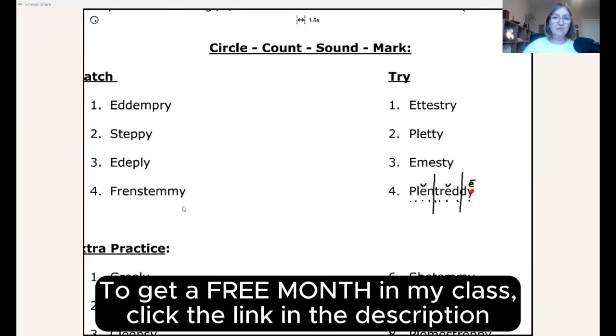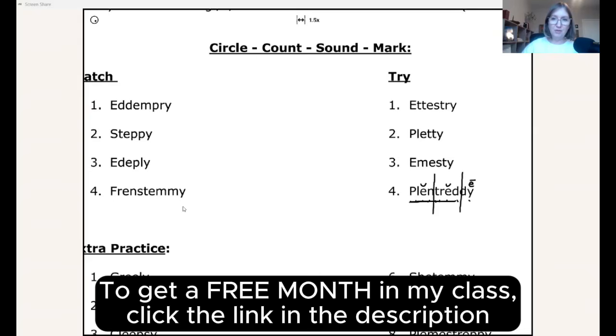This is our new reading hack for the day. Y at the end of a multi-syllable word usually says E. So if we broke this word up into syllables, let's do one syllable at a time. If that E says eh, then the sounds are p, l, e, n, plen. Putting plen on the shelf, going to the second syllable. That says red, so it's t, r, e, d, tread. Both syllables together.